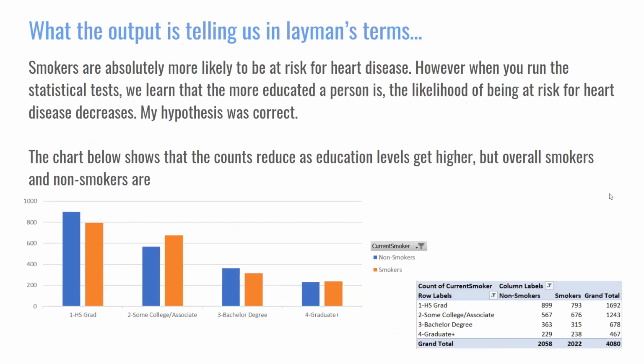So in layman's terms, basically, smokers are absolutely more likely to be at risk for heart disease. However, when you run the statistical test, we learn that the more educated a person is, the likelihood of being at risk of heart disease decreases. So my hypothesis was correct.